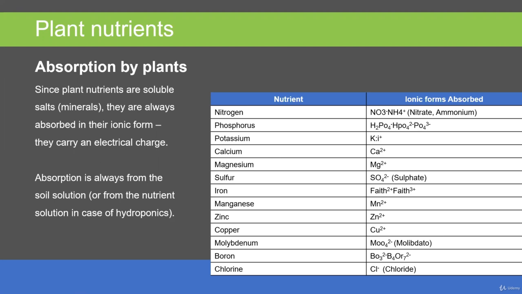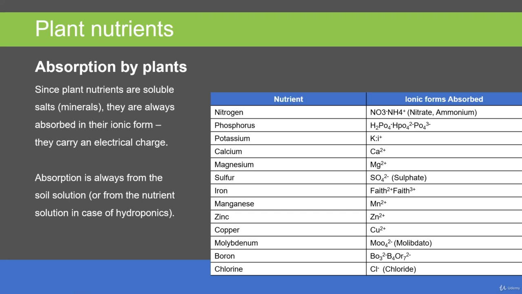Absorption of nutrients is always from the soil solution, or in case of hydroponics, from the nutrient solution. Plants cannot absorb nutrients directly from soil particles. It requires an aqueous medium, water. That means that only minerals or nutrients that are dissolved in the soil solution can be absorbed by the plants.